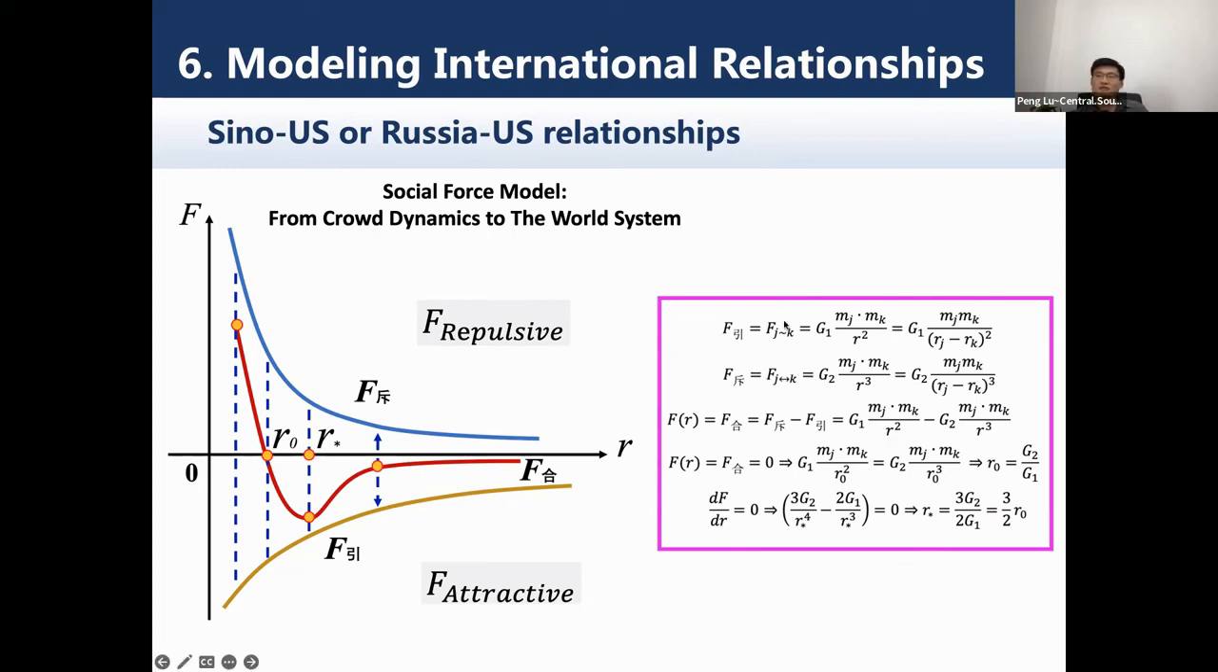Besides this, we can also evaluate the coefficients for both the repulsive and attractive forces. I think we can do it, and we have a clear plan for this, and we are working on it now.